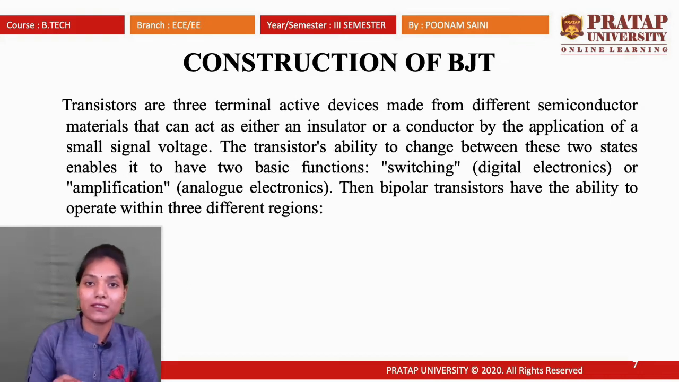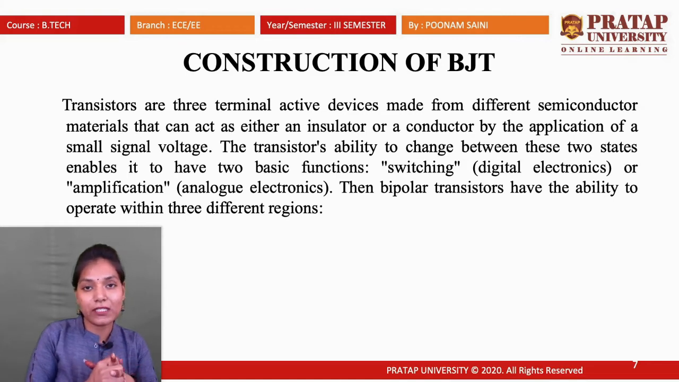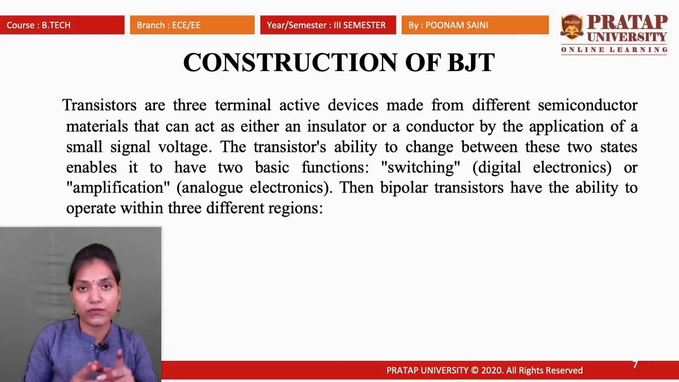So a semiconductor sometimes behaves as an insulator and sometimes as a conductor, and this depends upon the application of a small signal voltage. And what is small signal voltage? Small signal voltage is the ratio of input signal to output signal. The transistor's ability to change between these two states enables two basic functions. First is switching, second is amplification.